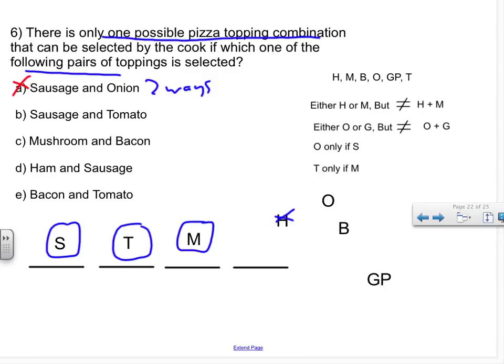And I know I need O or G. So let's try O. See if this works. H or M, got M. O or G, we got O. O and S, and T and M. So let's try G, because that's really our only other option, because we need G or O. And I believe this will still meet the conditions. H or M, got M. O or G, we got G. O only if S, O doesn't appear, and T and M. So there's two ways for B, and we can eliminate it.